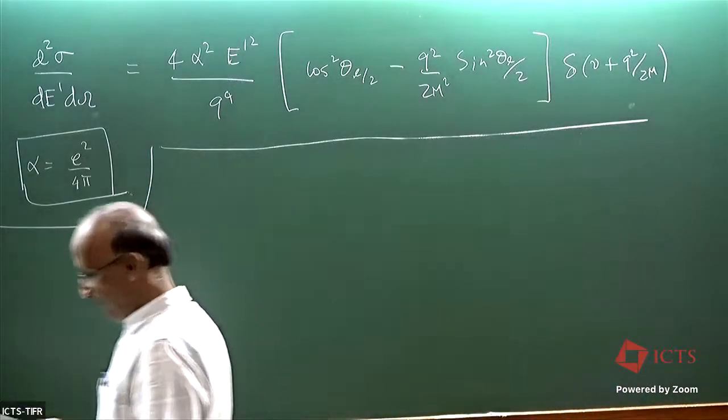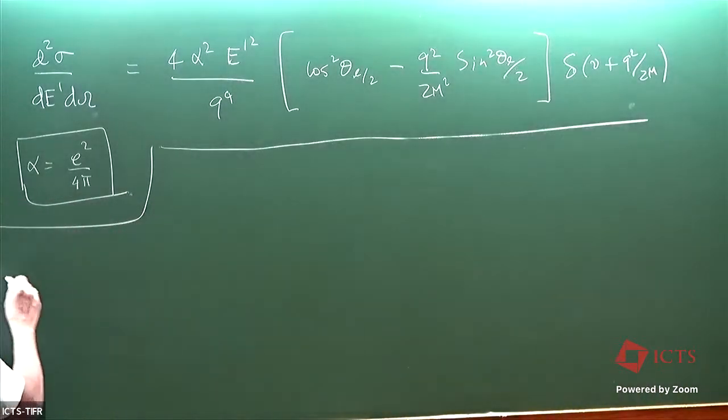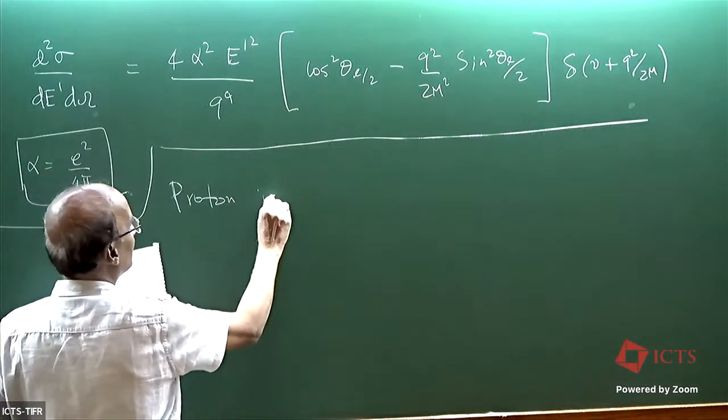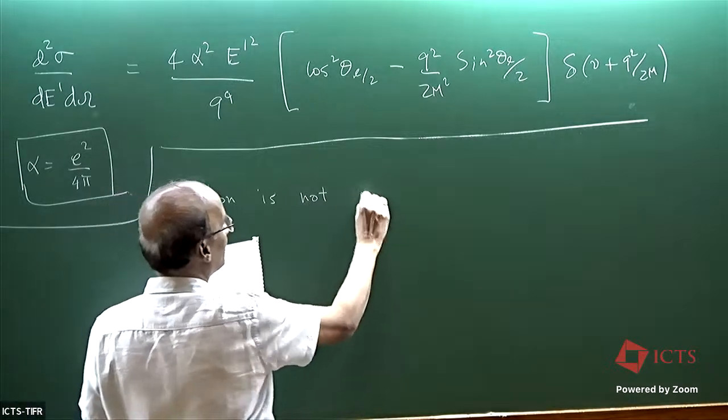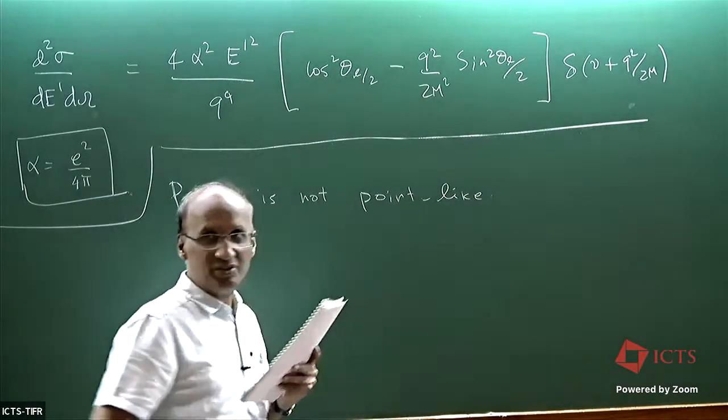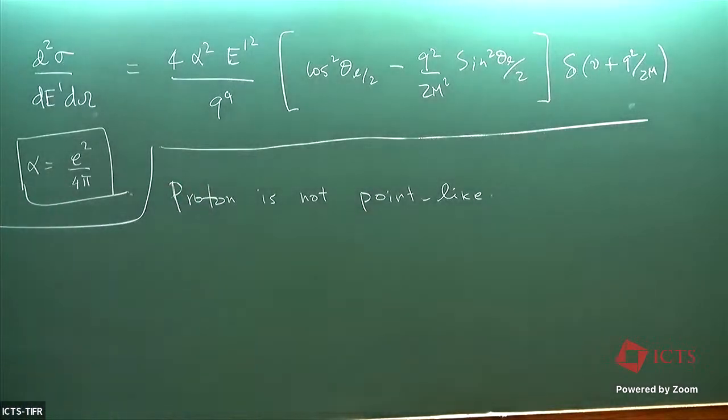Suppose the proton is not point-like. What will happen to this formula? I'll have to repeat the entire exercise. If I have a computer and have programmed everything, I can do it. It's not very difficult.